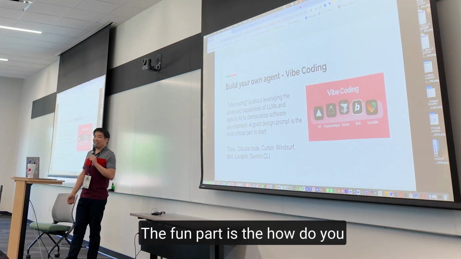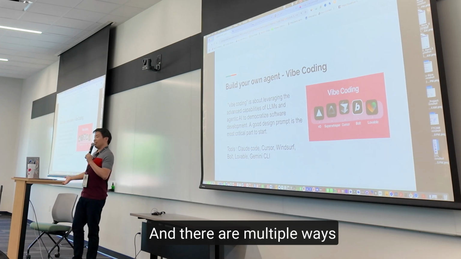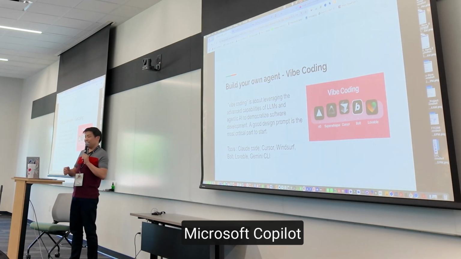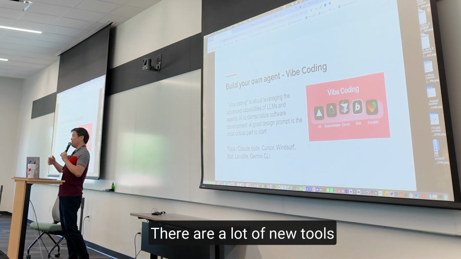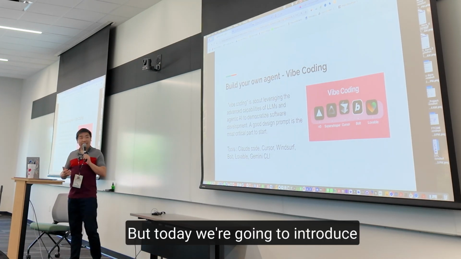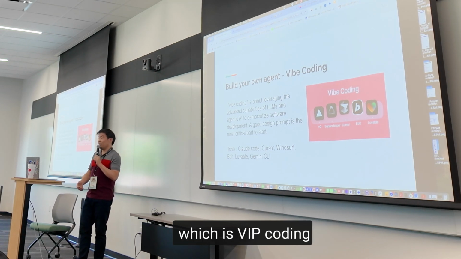The fun part is how do you build up your own agent? And there are multiple ways. You can use the no-code way. You can go to Microsoft Copilot 360. You can go online. There are a lot of no-code tools. You just drag and drop. But today we're going to introduce the new way. Well, it's not a new way. It's a very popular way this year, which is vibe coding.